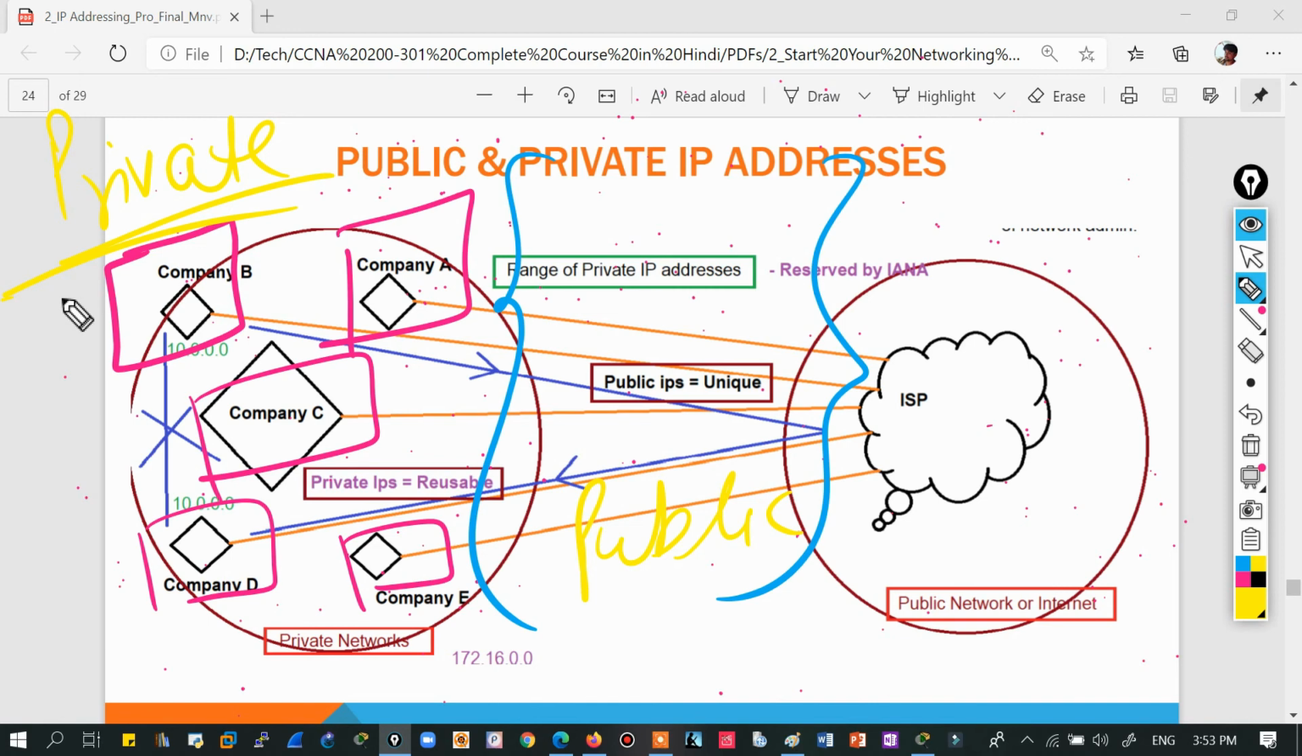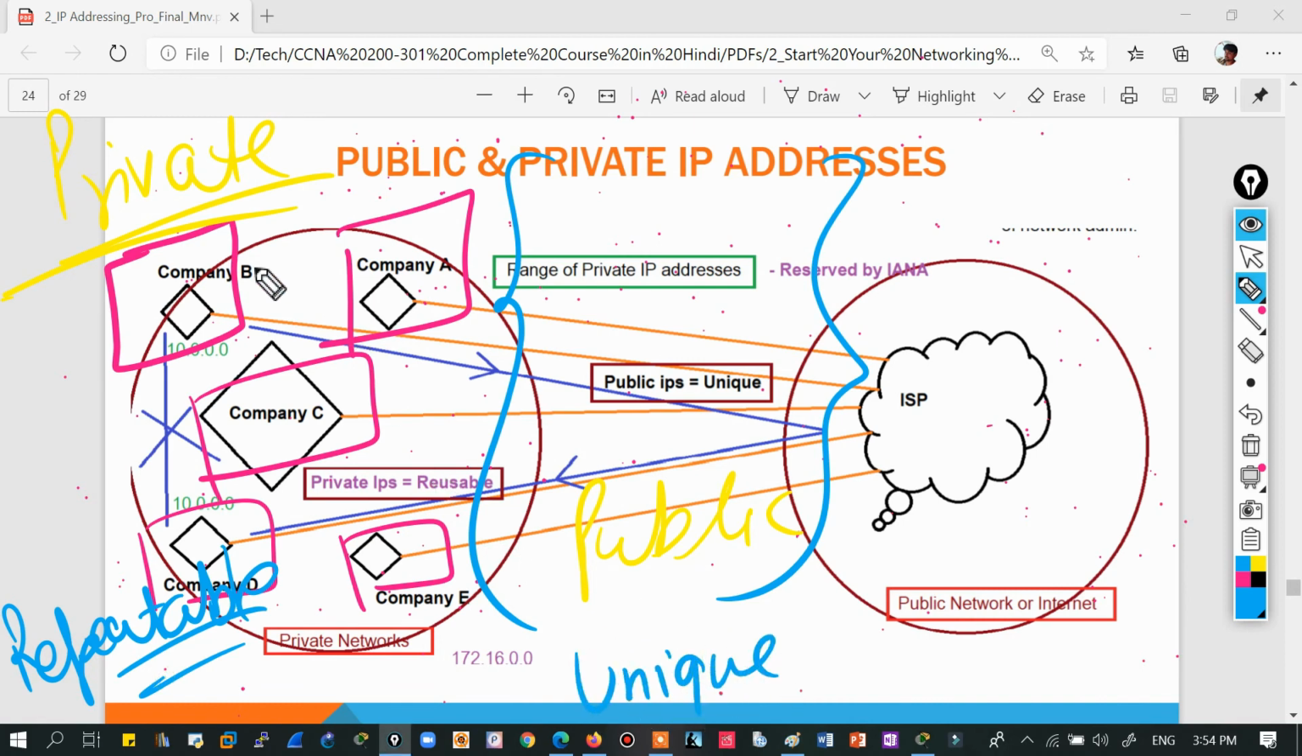So what is the benefit of using public and private? IANA said that this private address is repeatable. And what about public? This is unique. It means IANA has reserved some addresses, like the 10.0.0.0 complete network, as private addresses. How? Company B needs to assign IPs to its devices, so they will use the 10.0 network: 10.1, 10.2, 10.3, fine.